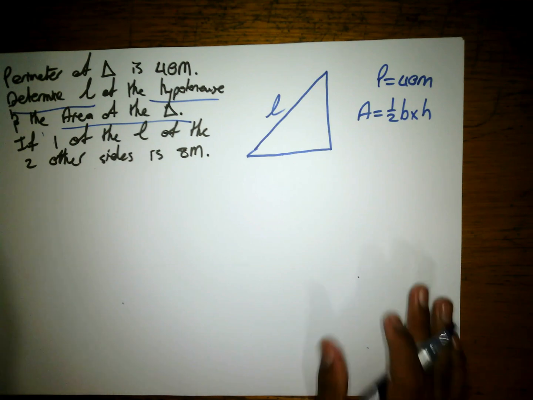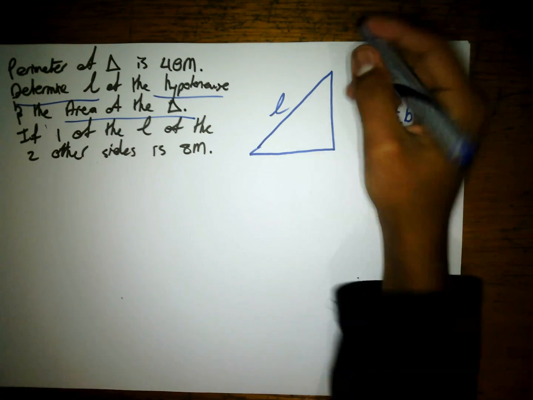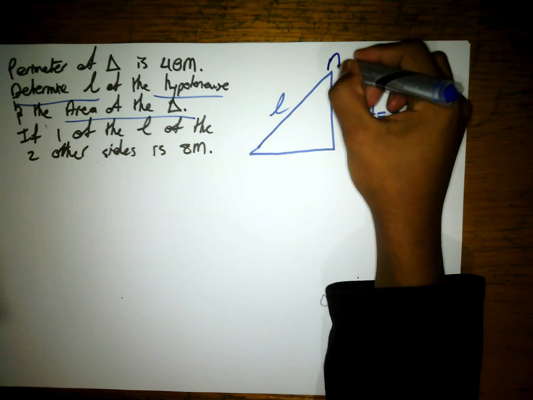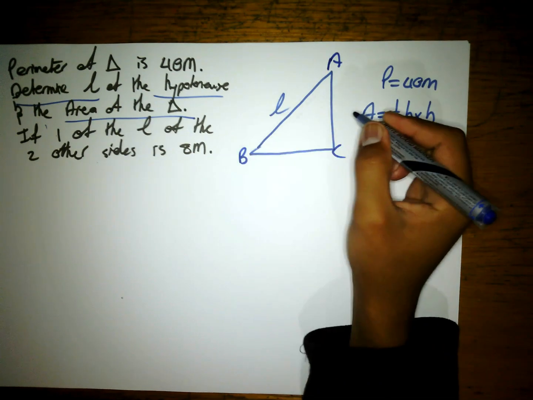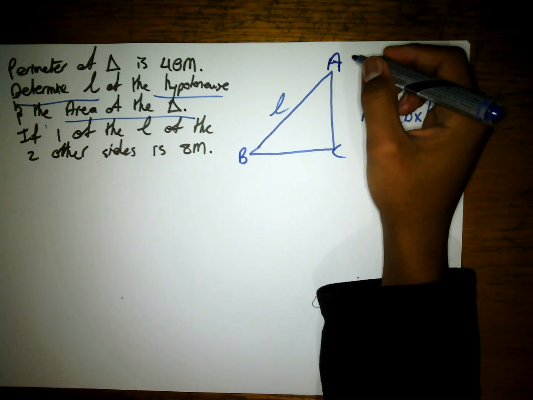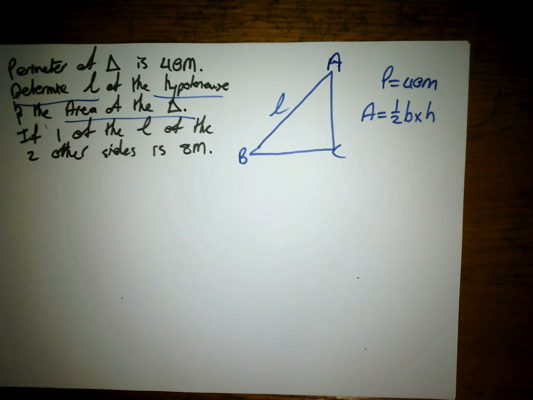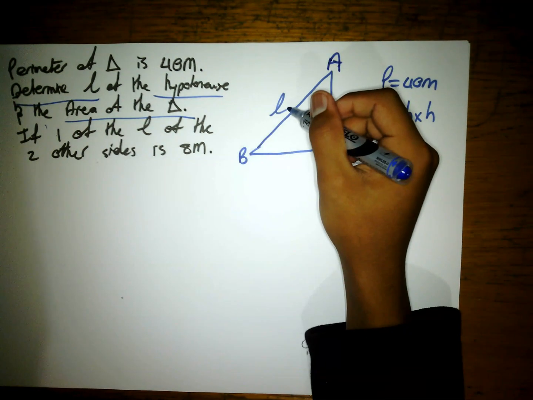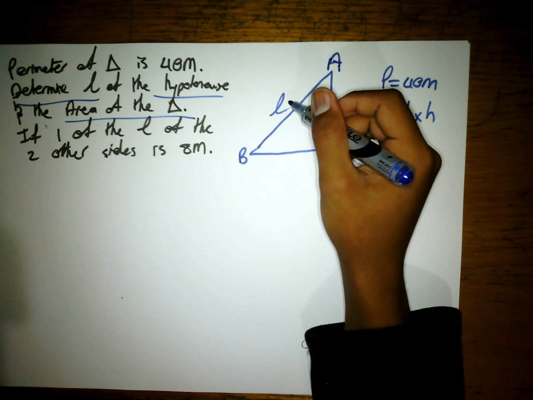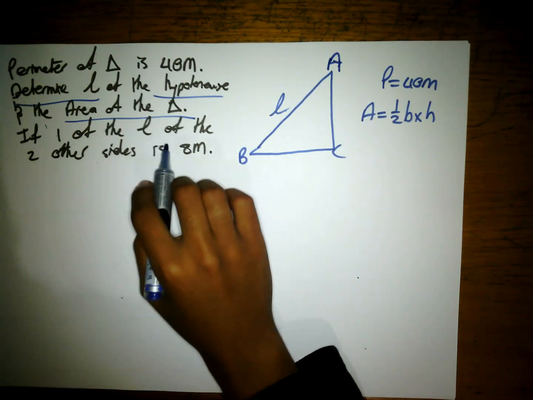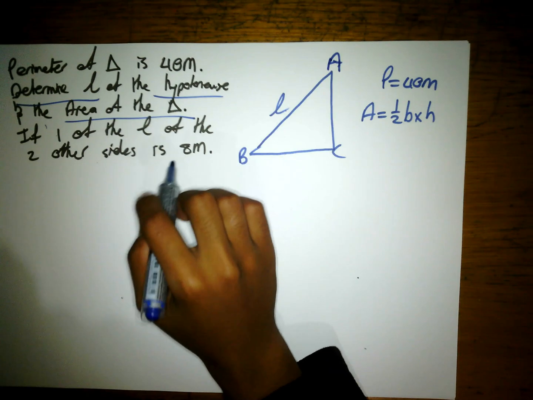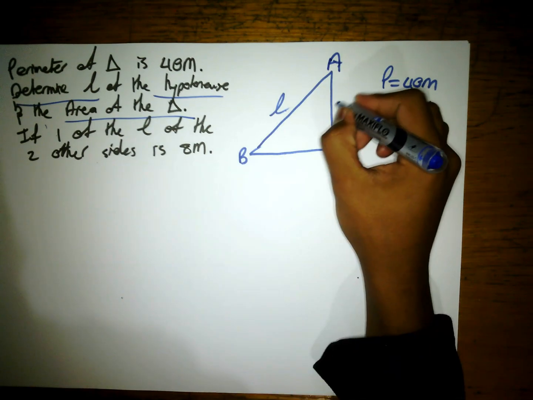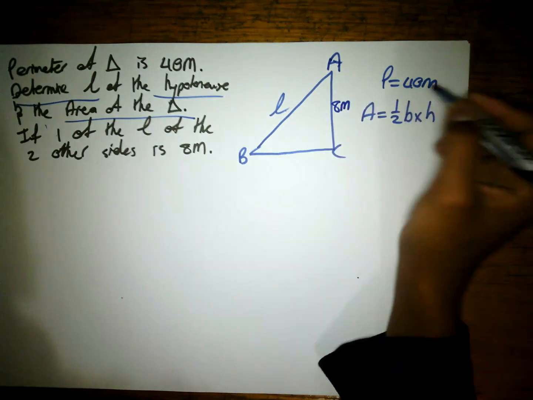Okay, I think we can continue. Let's just mark this nice. We need to get the length of our hypotenuse, and they say the length of one of the two other sides is 8 meters. So 8 meters.